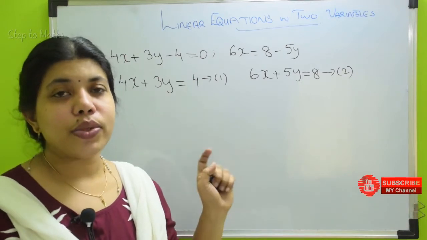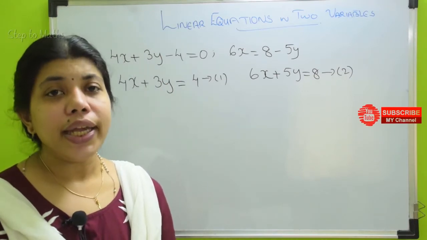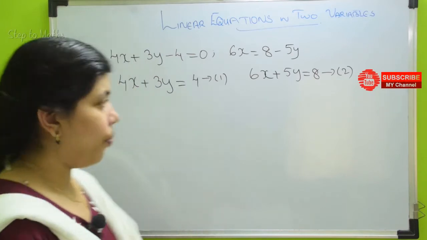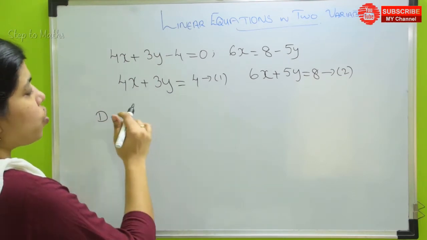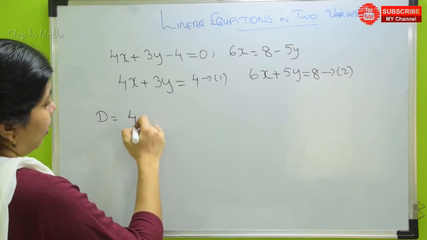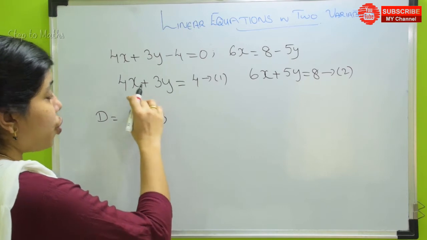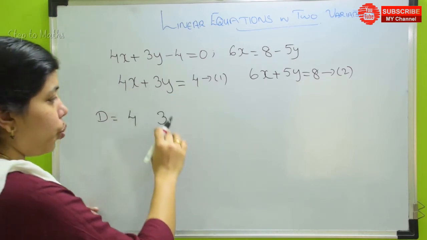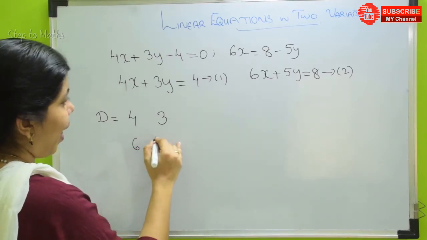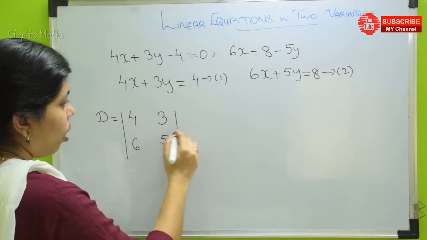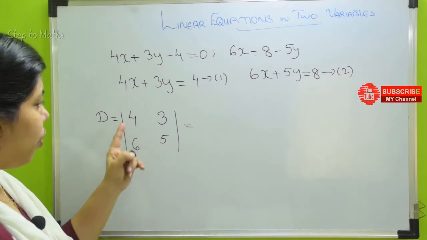How can we solve this using Cramer's rule? For that, we have to find the values of determinants D, Dx and Dy. The value of determinant D is equal to, take the coefficients of x and y. From equation number 1, the coefficient of x is 4 and the coefficient of y is 3. From equation number 2, the coefficient of x is 6 and of y is 5. Now find the value of the determinant 4, 6, 3, 5.